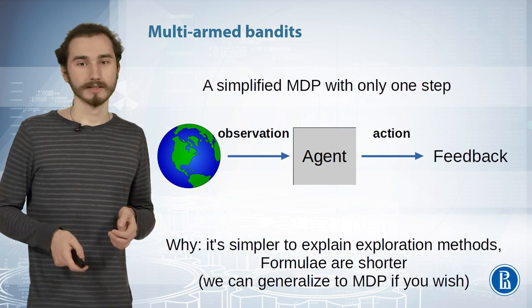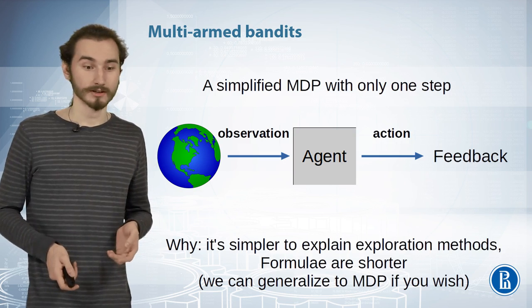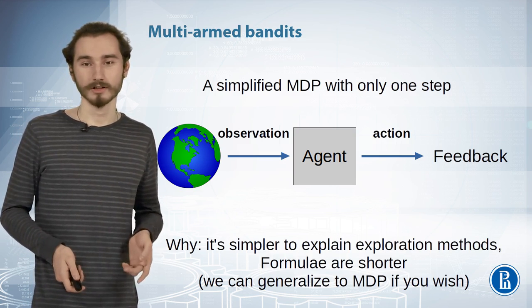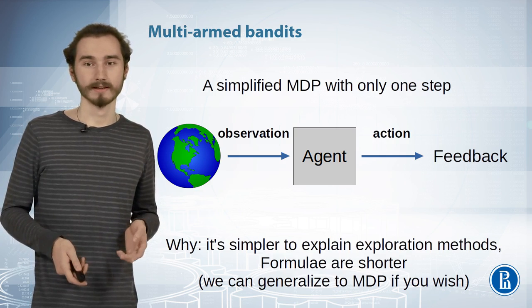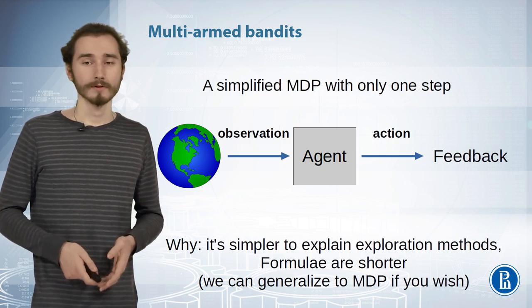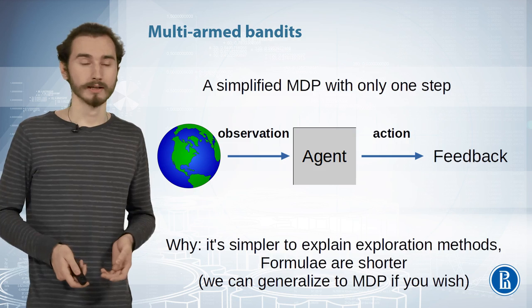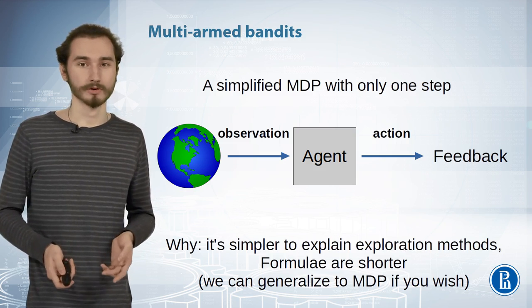This is, of course, a grossly oversimplified view on any practical problem, but for starters, it is very useful sometimes where you have to cut the corners in your formalization. And besides, it's much simpler to describe advanced exploration methods in this setting. The formulas get much shorter. We'll, of course, get back to the multi-step decision process later in this week. But for now, and until midway through this section, consider everything we say about the one-step decision process.